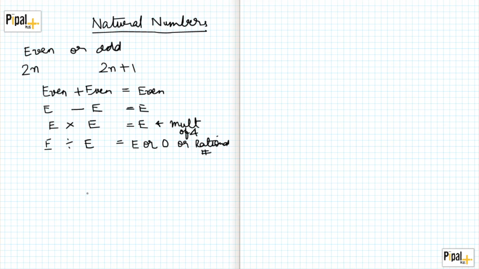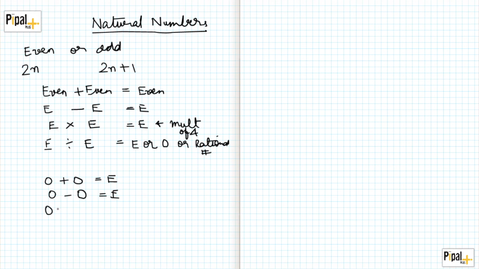All right, now let's talk about odds. Now when an odd number is added to an odd number, we get an even number. That's because this is 2n plus 1, this is 2m plus 1, so 2n and 2m add up to an even, but the 1 extra and 1 extra here also add up to 2, so we get an even number. And similarly, an odd minus an odd still gives an even.